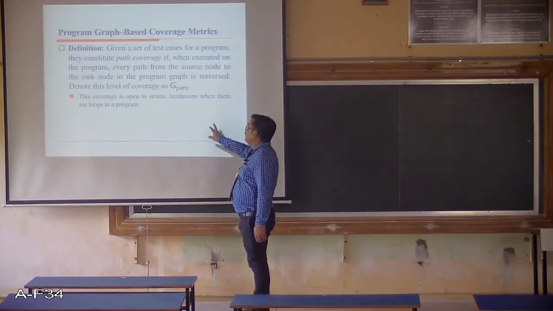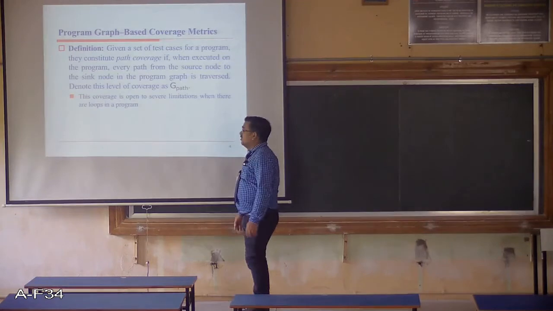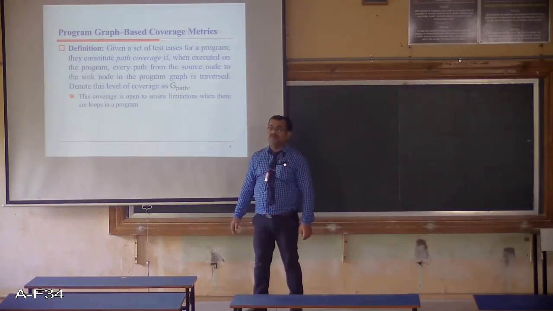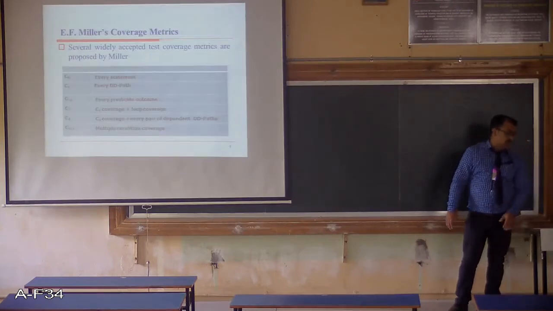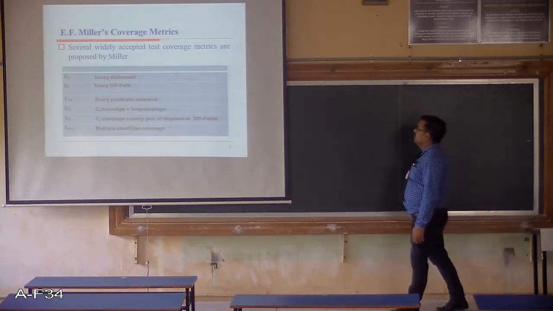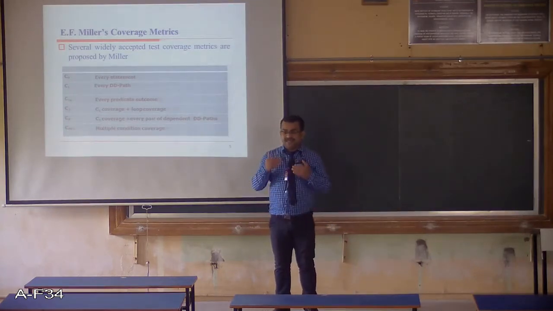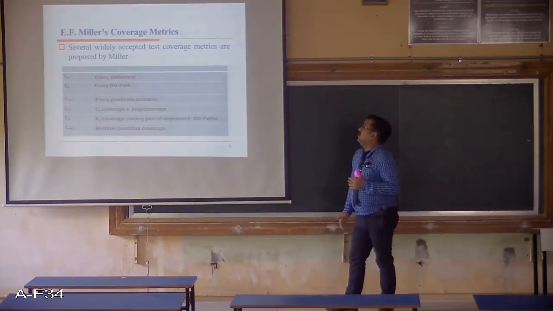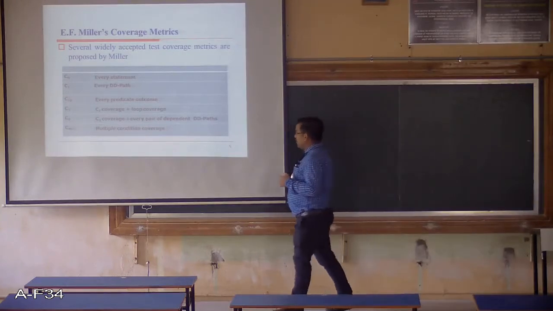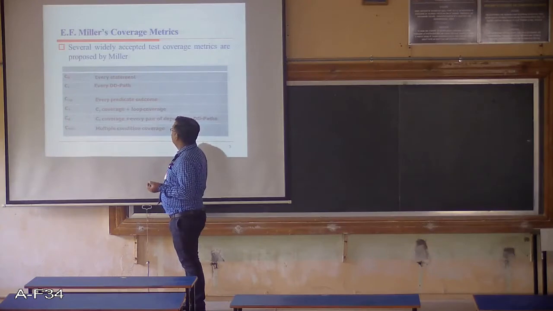This coverage has severe limitations when there are complex loops in the program. Now, a scientist, E.F. Miller, has suggested some very basic definitions for the coverage metrics. Those basic definitions are popularly known as Miller's definitions.